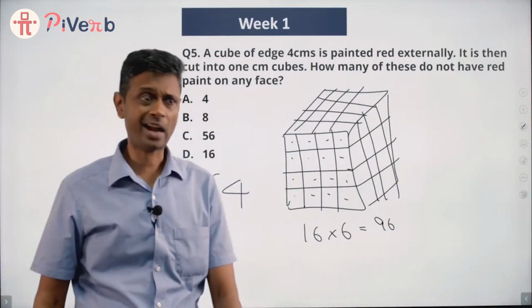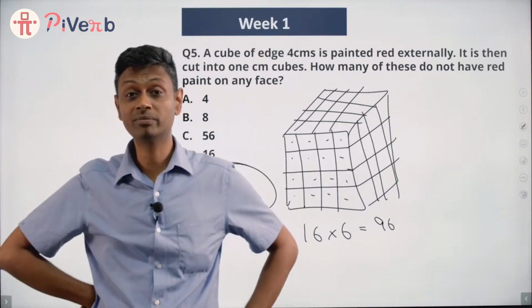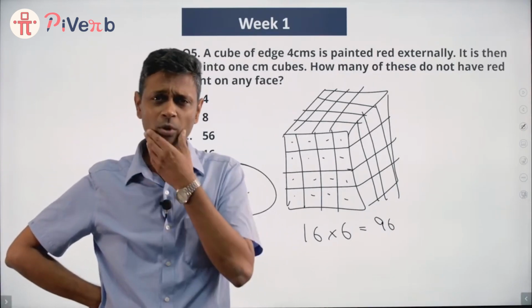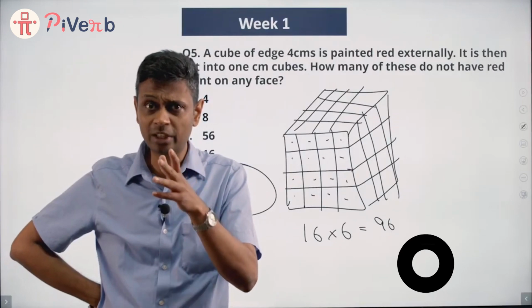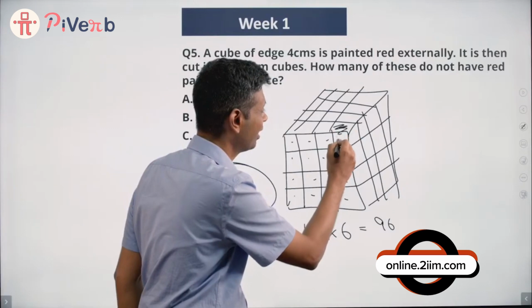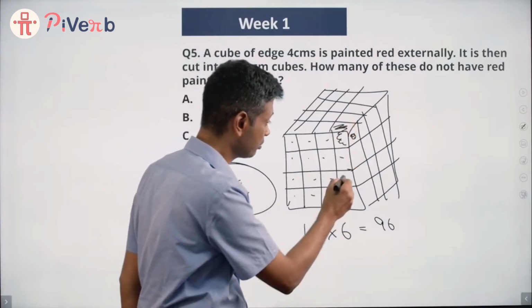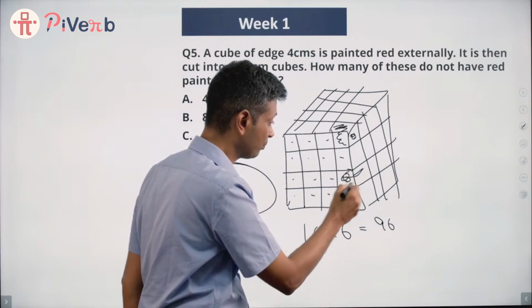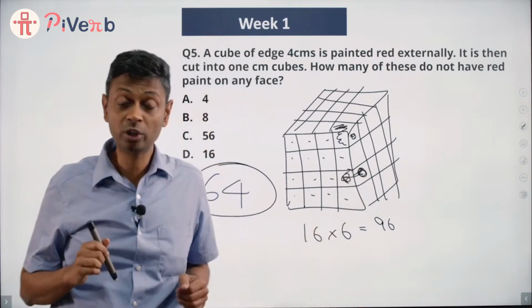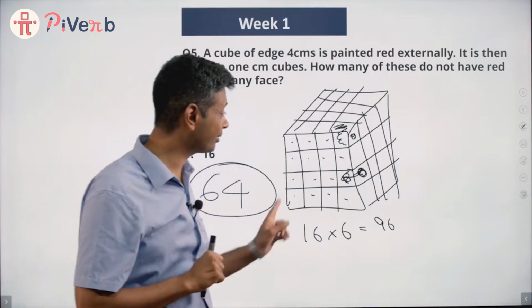Hey, wait a second. I started with only 64 cubes. I am now getting that 96 cubes have some side painted red. How is that possible? Something funny is happening here. What is that funny thing? This corner cube, I am counting here, here and here. This cube on the side, I am counting here and here. So several of my cubes I am double counting. I shouldn't do that.